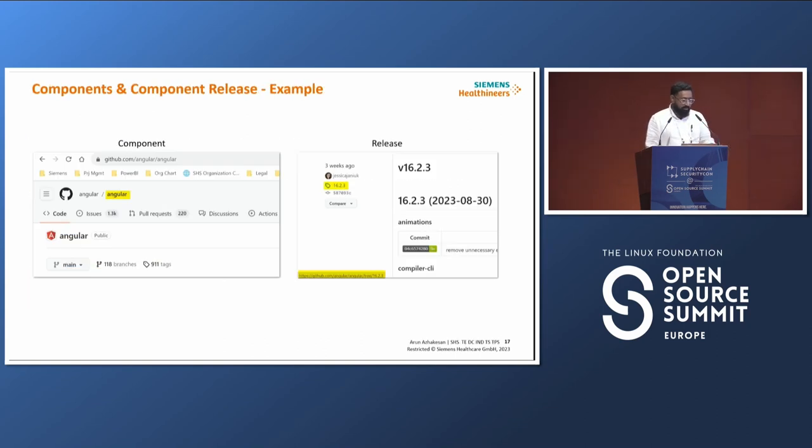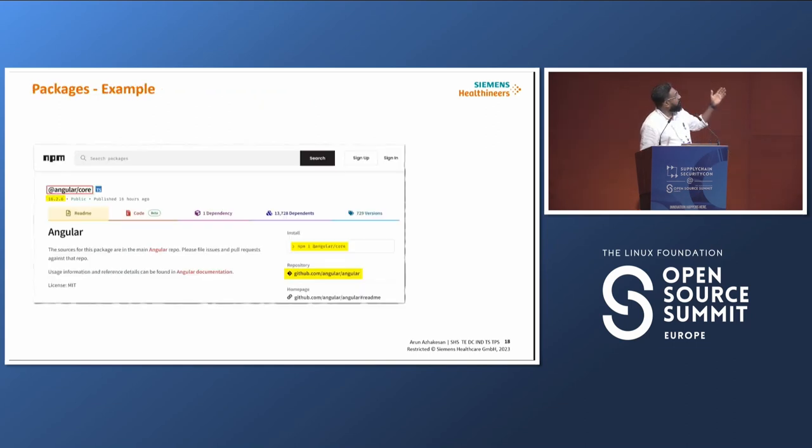If we take an example of Angular, what I have highlighted here is the Angular organization and the Angular repository. In our terminology, Angular would be the component, and its release management based on tags would be the release. And the same thing in the NPM registry would appear as a package, where it establishes a relationship with the repository. This is how we find the relationship between the binary package and its source component.